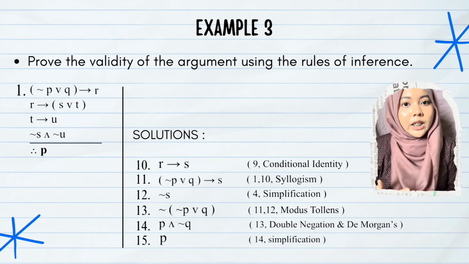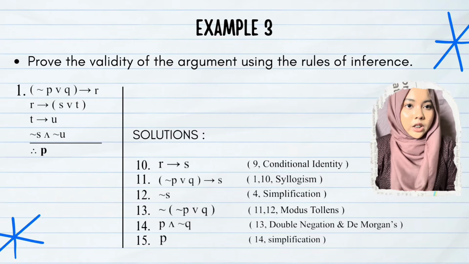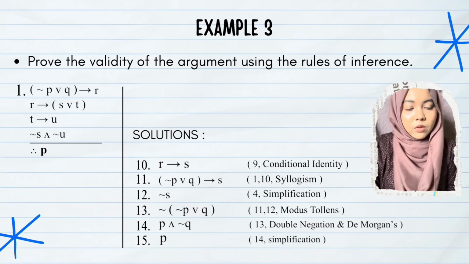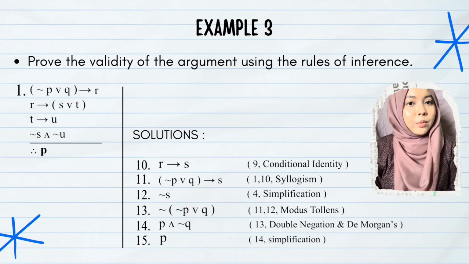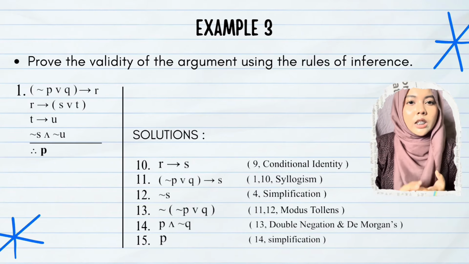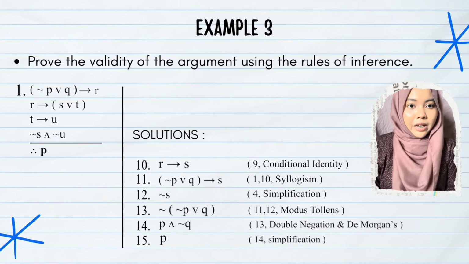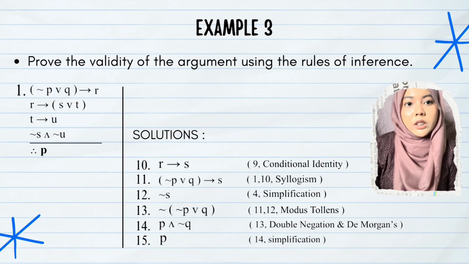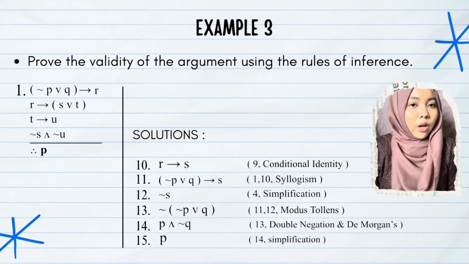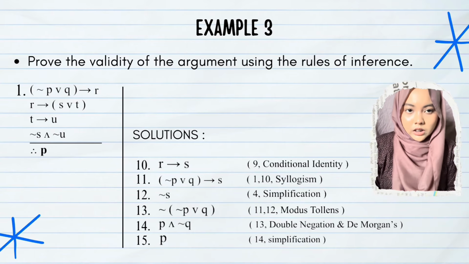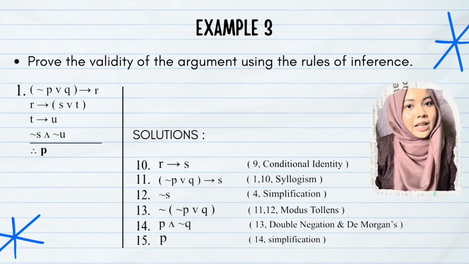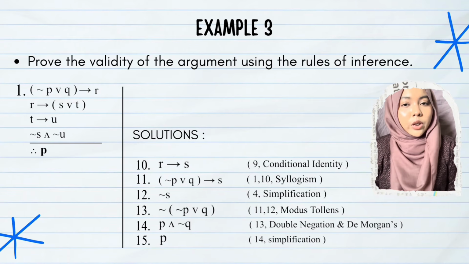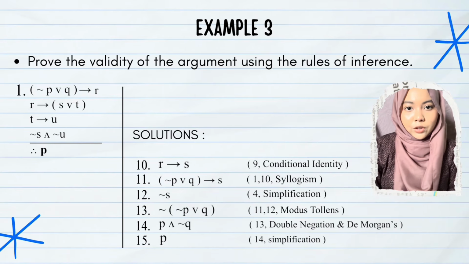For premise 12, again from premise 4, we use simplification to extract the other part of the conjunction, which is not S. Next, for premise 13, we apply modus tollens on premises 11 and 12. Since S is false, we conclude not (not P or Q). Then, for premise 14, we use De Morgan's law and double negation on premise 13. So, simplified, we get P and not Q. Lastly, for premise 15, we use simplification on premise 14 to conclude P.